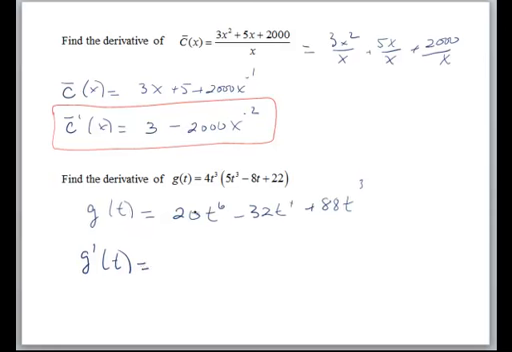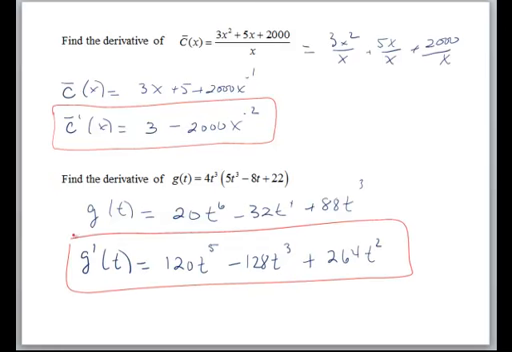Again, I'm using my constant multiple rule. I'm using my power rule. So I bring down my exponent and I get 120, decrease it by 1, so 120 t to the 5th. 4 times 32, I get a negative 128 t to the 3rd. And then 88 times 3, I get 264 t squared. And there is the derivative of our product.